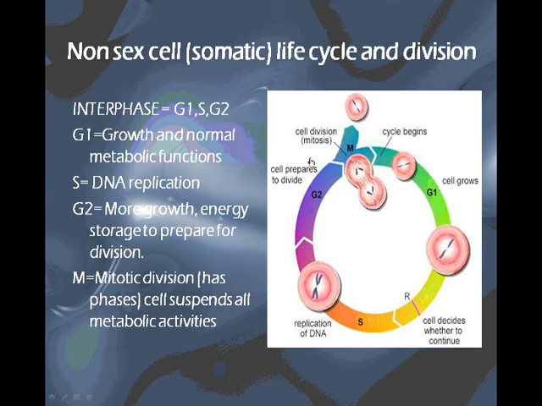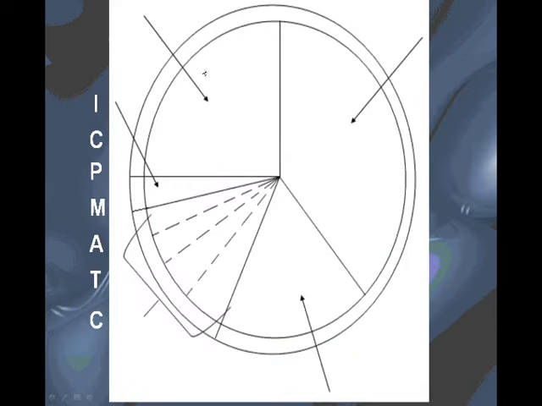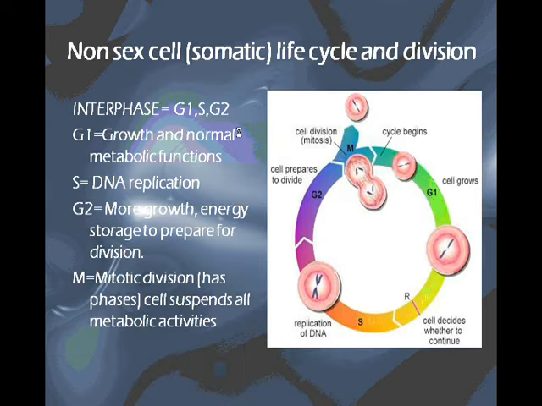During interphase, the first stage is G1, and that is where we see the normal growth and metabolic functions of the cell. On your diagram, G1 is shown here. This is the first stage that it goes into after the last cell division. Normal metabolic functions just means that it's doing its normal cell thing. It's doing whatever that cell should be doing.